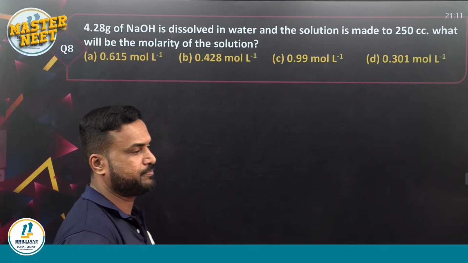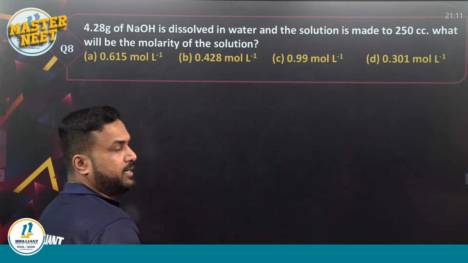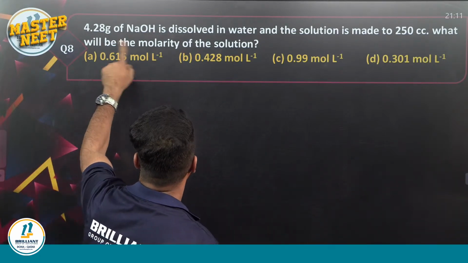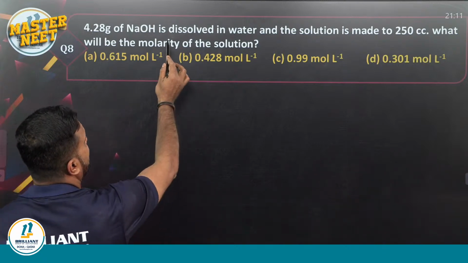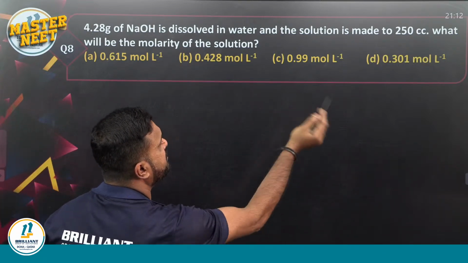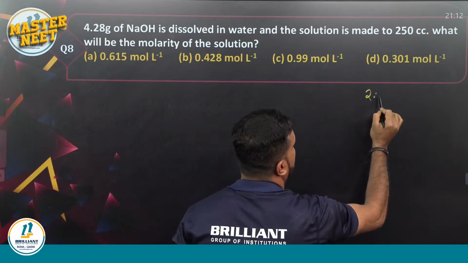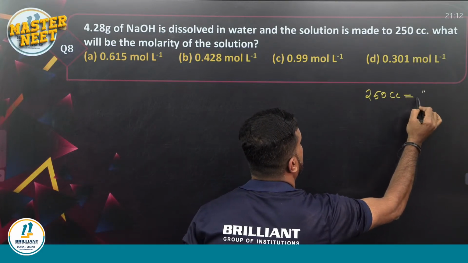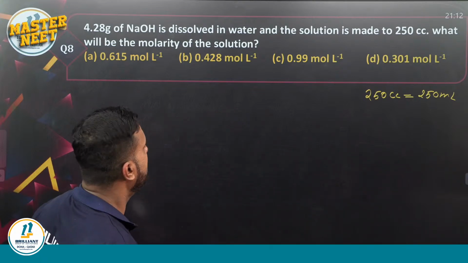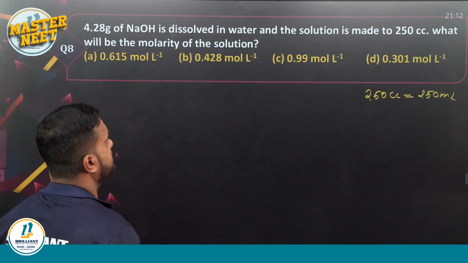Question number 8. So question number 8 is: 4.28 gram of sodium hydroxide is dissolved in water and the solution is made to 250 centimeter cube. See, 250 centimeter cube is equal to 250 milliliter. That you know, 1 centimeter cube is equal to 1 milliliter. What will be the molarity?